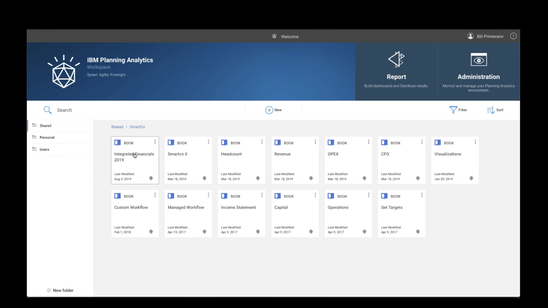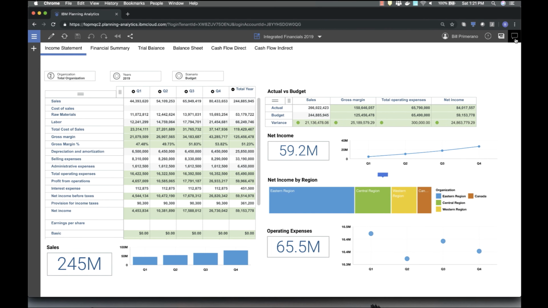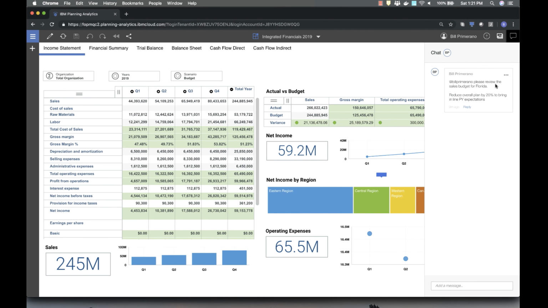But today what I want to do is bring you through integrating my balance sheet and cash flow. I can also collaborate with my team. So right here, I got a message from my CFO that said, hey, Bill, I need you to go take a look at the numbers for Florida. You know, we're not looking that great, and I need you to make some changes to our revenue plan to kind of bring it more in line with what prior year numbers were, because we're a little off.